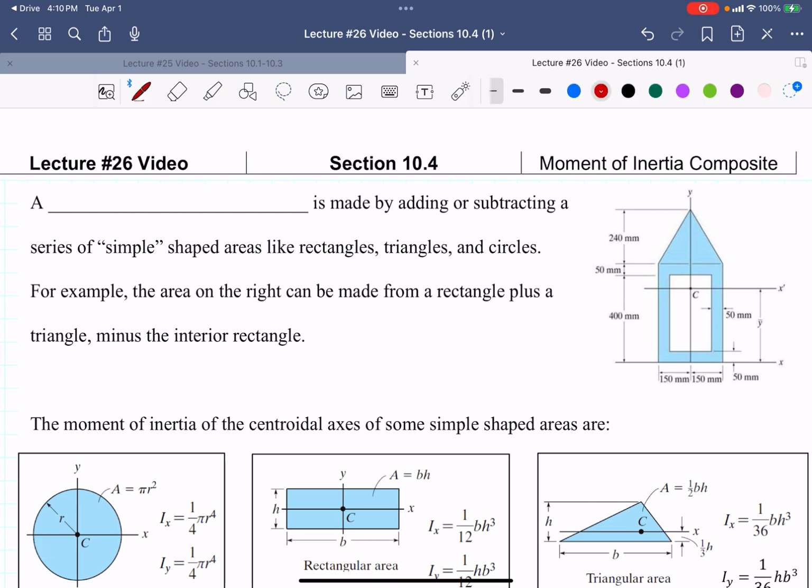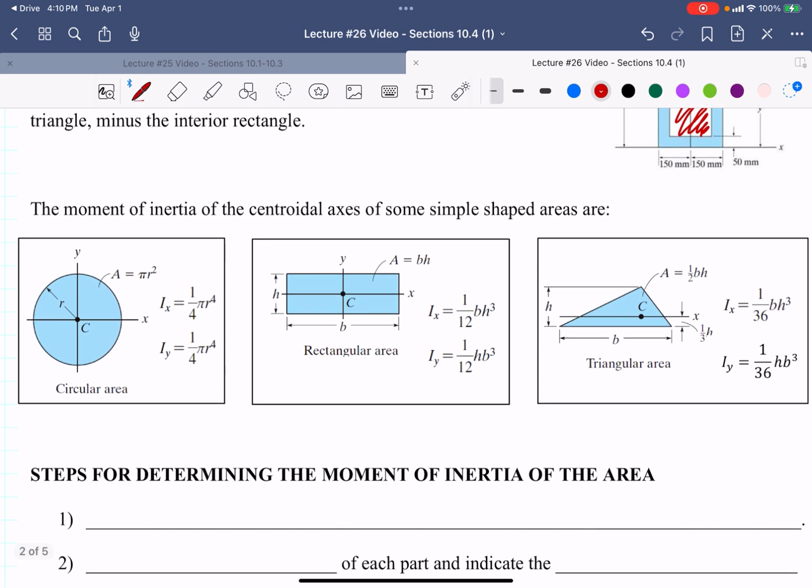A composite area, which we worked with previously when we did centroids, that's where you heard this before. A composite area is made by adding or subtracting a series of simple shaped areas like rectangles, triangles, and circles. So in the example on the right, you can have a large rectangle plus a triangle on the top, and then if you subtract this interior rectangle, you would have the composite area or whatever you were trying to calculate.